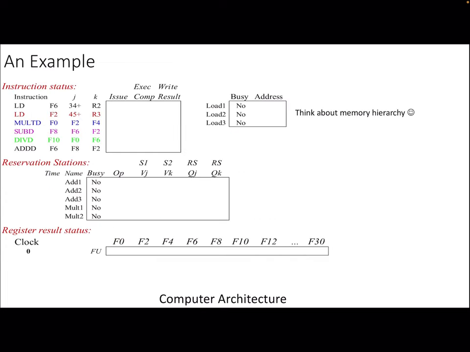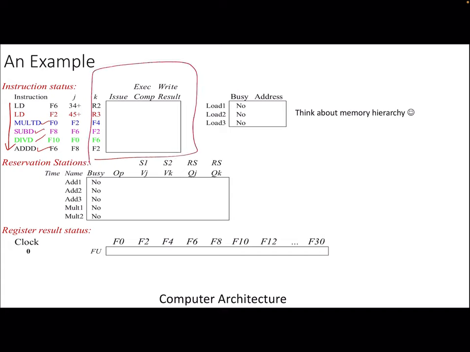So with this, let's look into an example, and hopefully this will clarify everything. Here we are showing six instructions: two loads, one multiply, one subtract, which will need an adder. Even the add will need an adder, and let's assume the multiply and divide will need the multiplier.